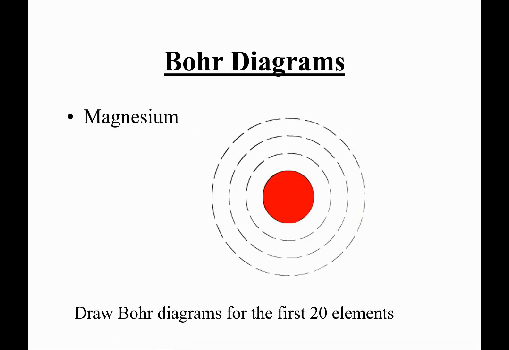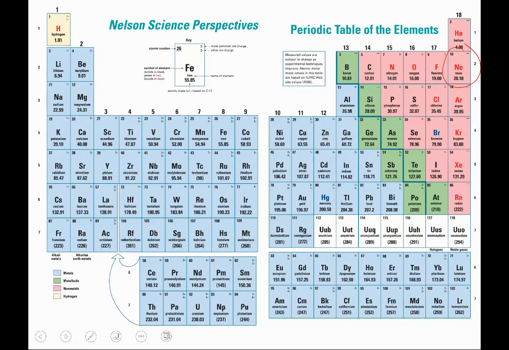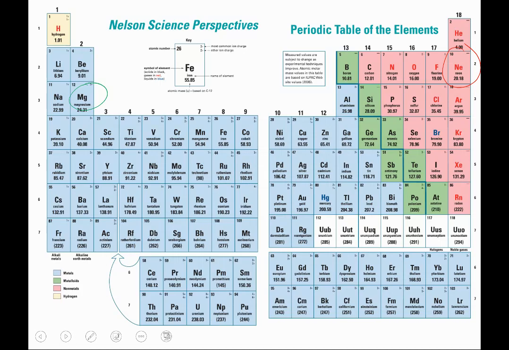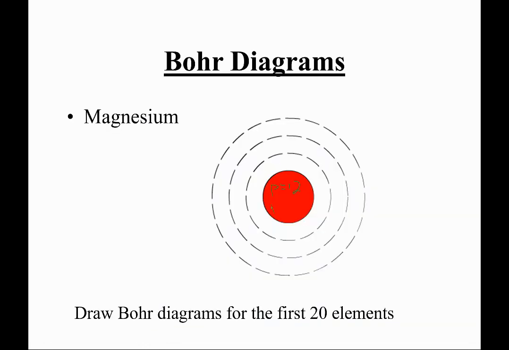Now, how about for magnesium? I believe magnesium is number 20, but let's take a look. Haha, I was way off. Magnesium is number 12, and one of its family members, calcium, is number 20. So magnesium is number 12, so that means there's going to be 12 protons. How many neutrons? Well, let's take a look. Where's that periodic table? It's got a mass number of 24, so that means I'm going to have 12 neutrons as well.